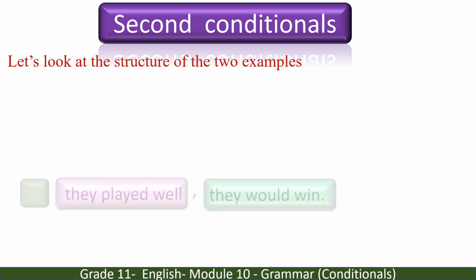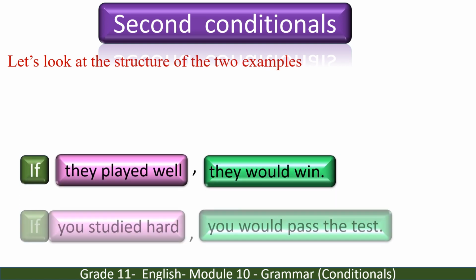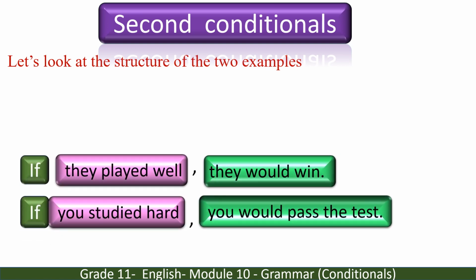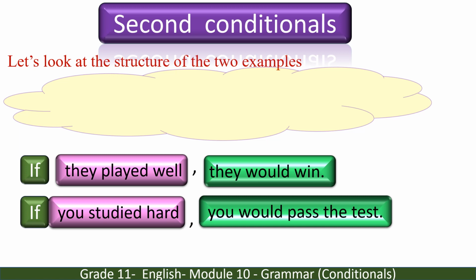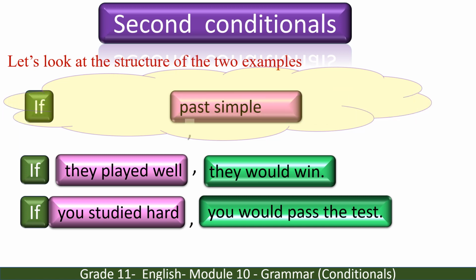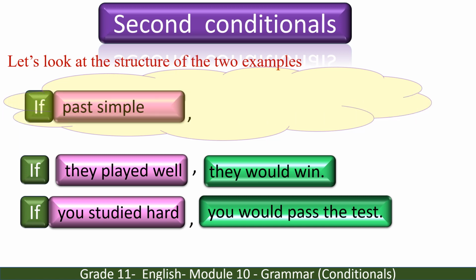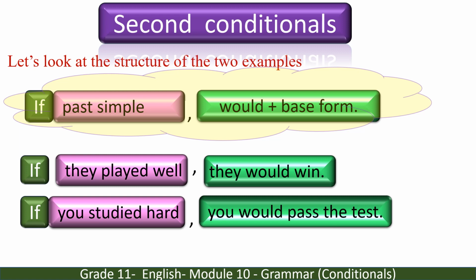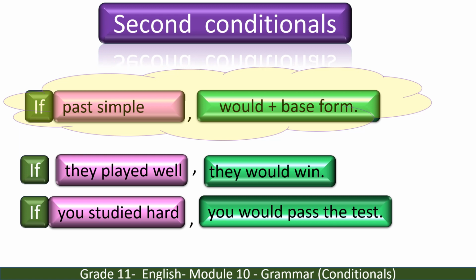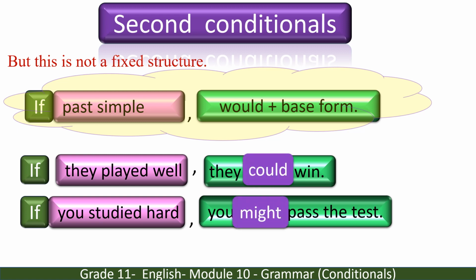Now look at the structure of these two examples. Can you now tell what the structure of a second conditional sentence is? Exactly. If, past simple, and then would plus the base form of the verb. But this is not a fixed structure, because we can sometimes replace would by could or might.